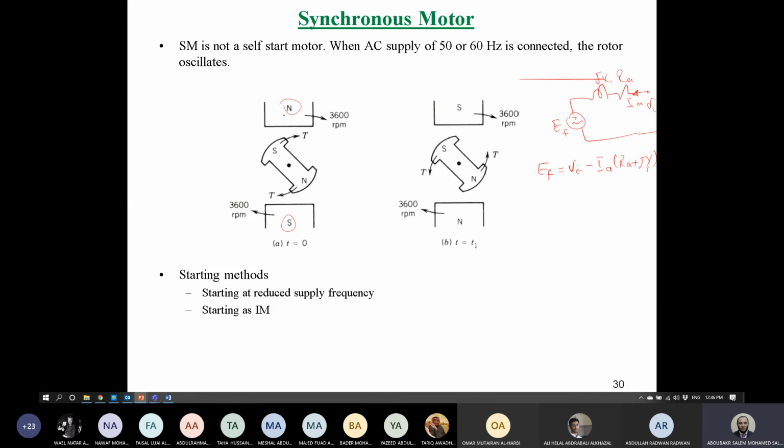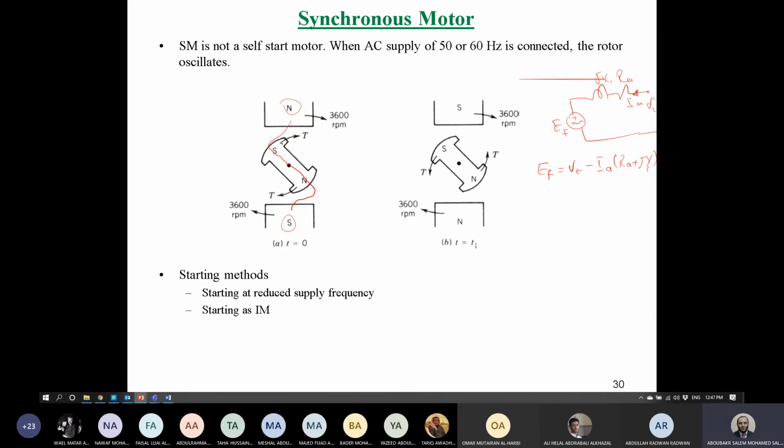So for now, guys, the pole N will attract the pole S of the rotor. Is it right? In order to reduce the length of the flux lines, the flux lines are moving like that. In order to reduce the flux lines, the rotor would like to move in this direction in order to make the flux lines as short as possible.